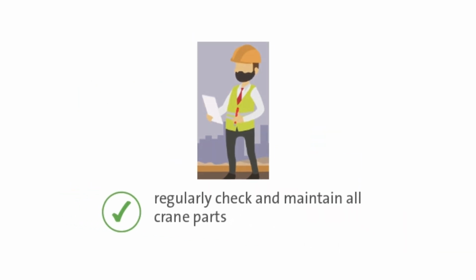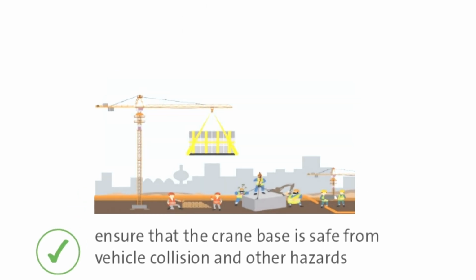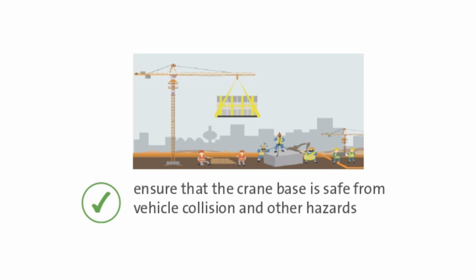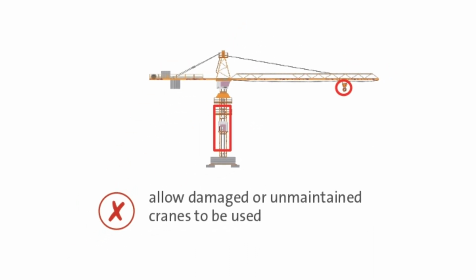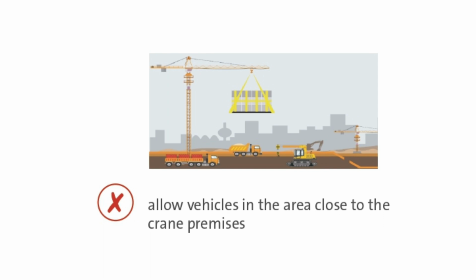Do's and don'ts: regularly check and maintain all crane parts. Ensure sufficient available space on solid ground before setting down the load. Ensure that the crane base is safe from vehicle collision and other hazards. Don'ts: allow damaged or unmaintained cranes to be used. Set down the load unless there is enough space to do so. Allow vehicles in the area close to the crane premises.